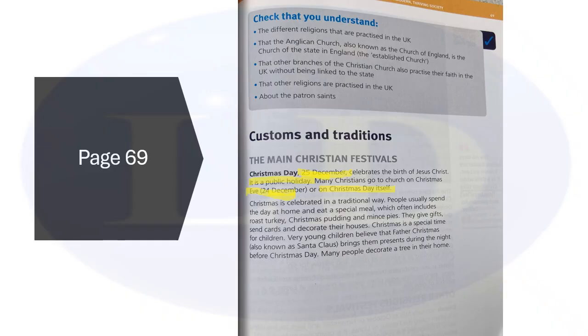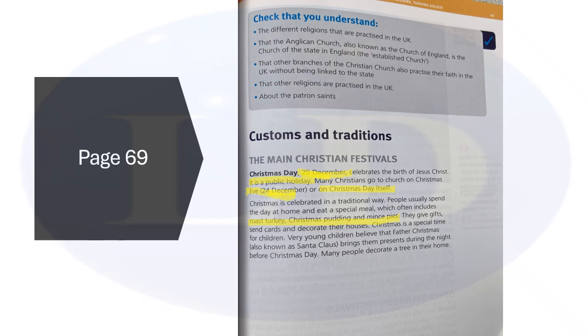Christmas is celebrated in a traditional way, a day at home and a special meal, which includes roast turkey, Christmas pudding, and mince pies. That is a very important question. What type of meal do most people eat, or what does the Christmas meal include? Roast turkey, Christmas pudding, and mince pies. These three things. Sometimes you have a question about that.